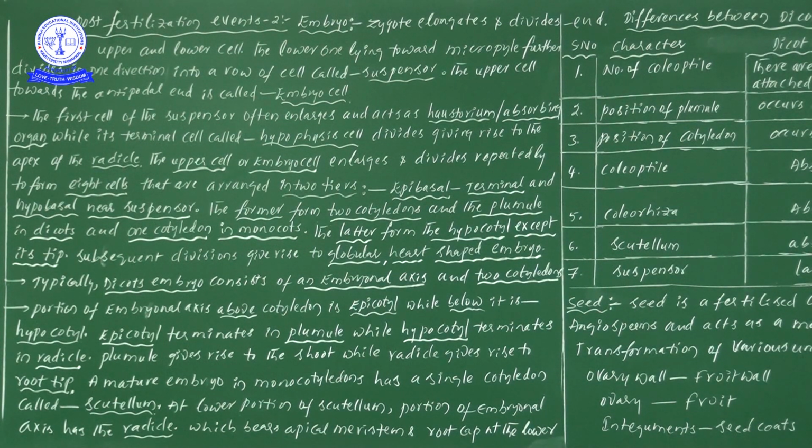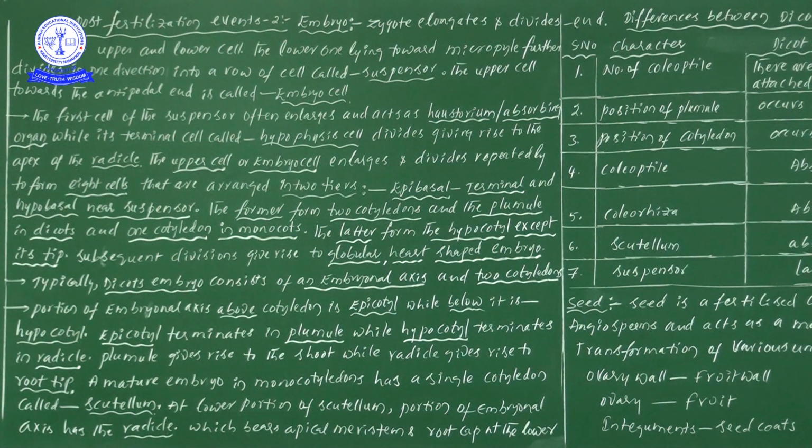So here, while this particular embryo divides subsequently, first of all globular embryo formation takes place, later heart-shaped embryo formation takes place, later completely matured embryo formation we can see. Next one, typically a dicot embryo consists of an embryonal axis.